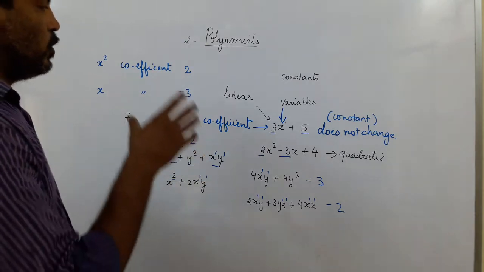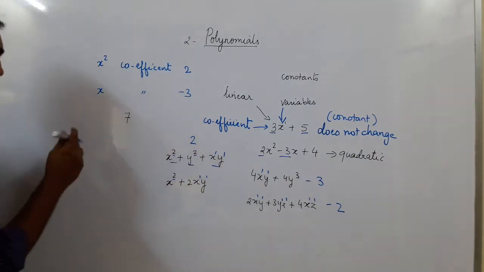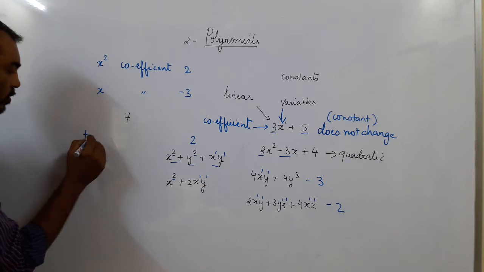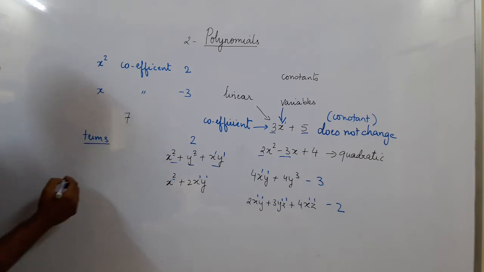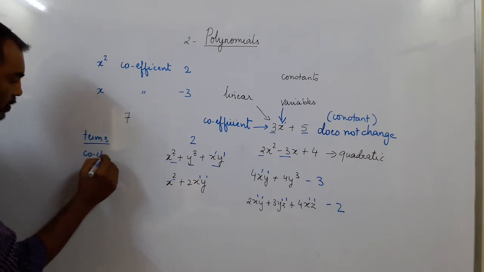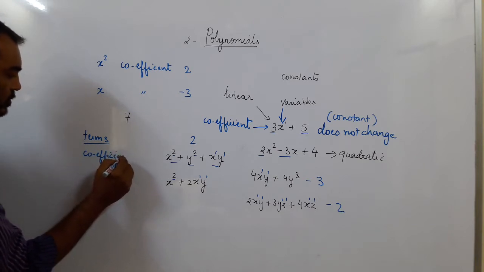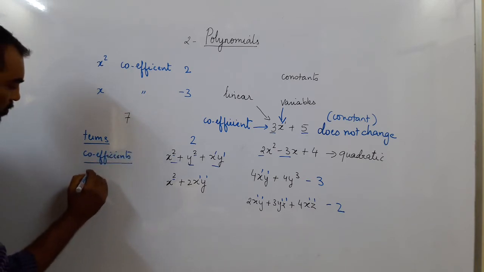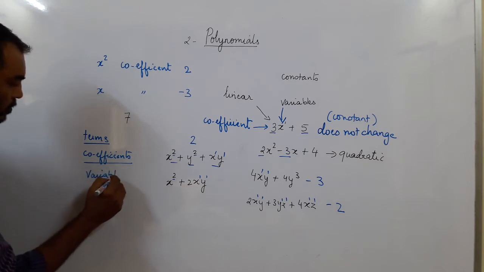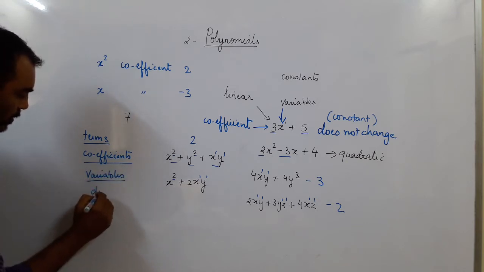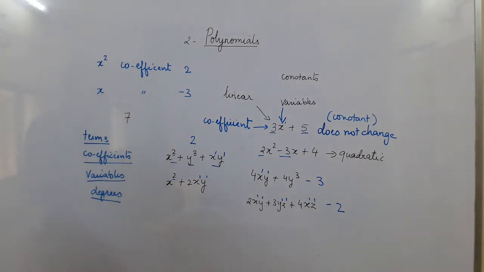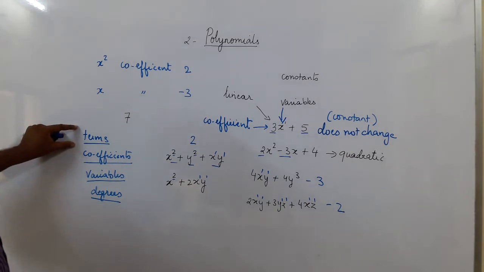So again you have to understand the terms here. Now we'll have to understand terms, coefficients, variables and degrees. There are 4 things we'll understand here. Since we have started this chapter on polynomials, we are only into the theory. Understand 4 things. First, understand terms.